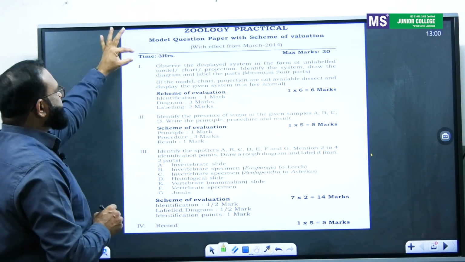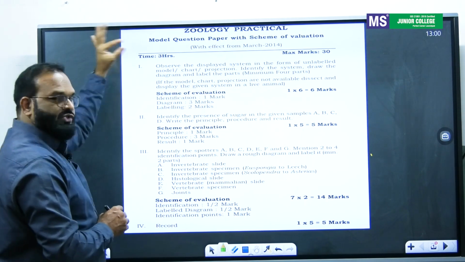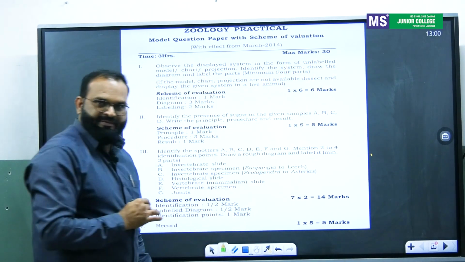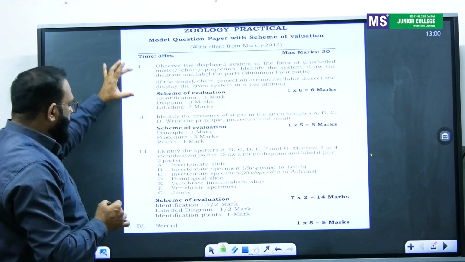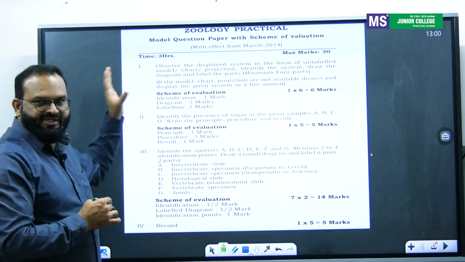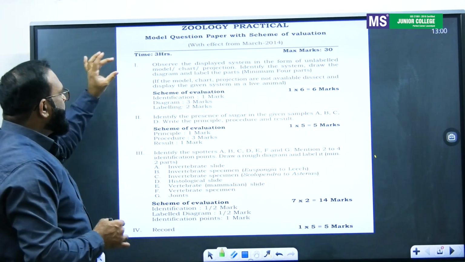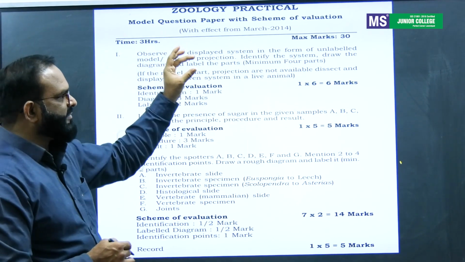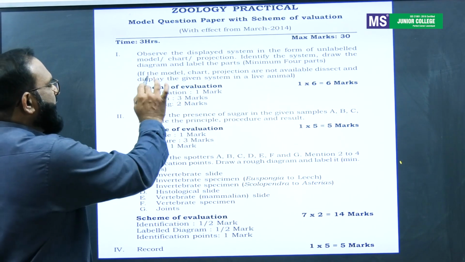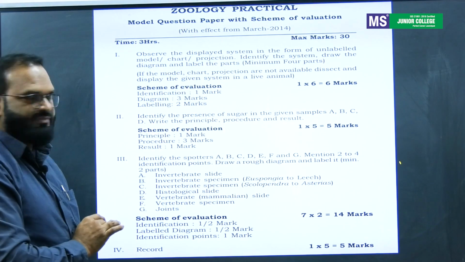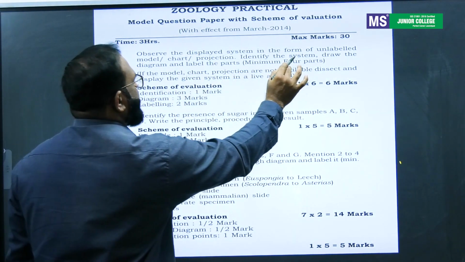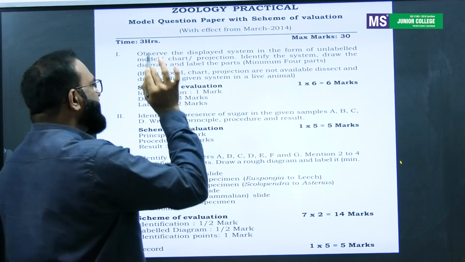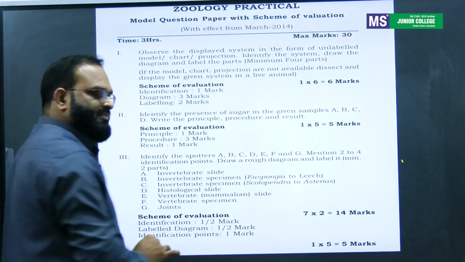Zoology practicals will be for 3 hours, students. Maximum marks will be 30. It has 4 important aspects. The first part is to observe the displayed system in the form of an unlabeled model or chart. You have to identify the system, what system is that, and draw a neat and labeled diagram.